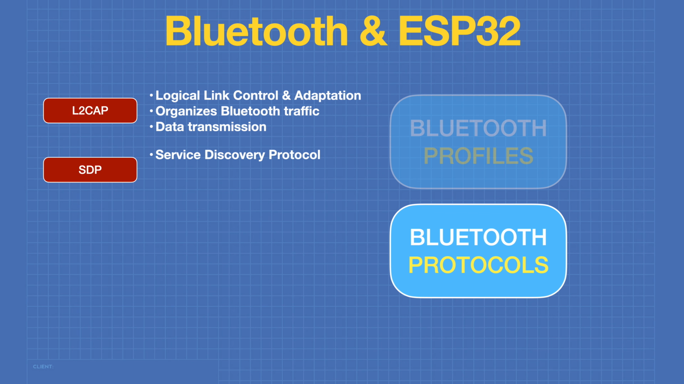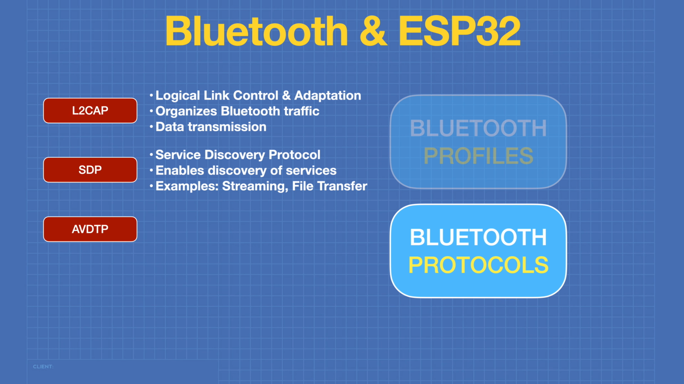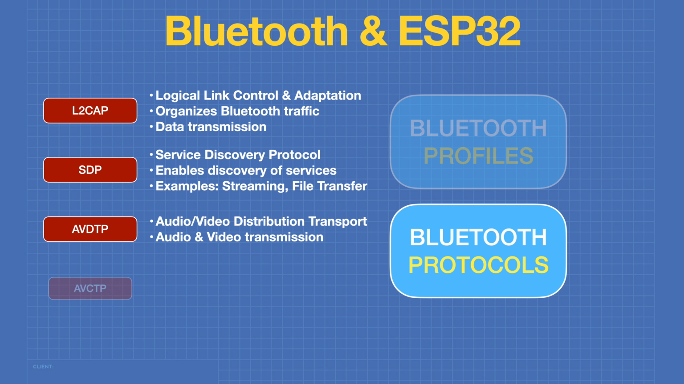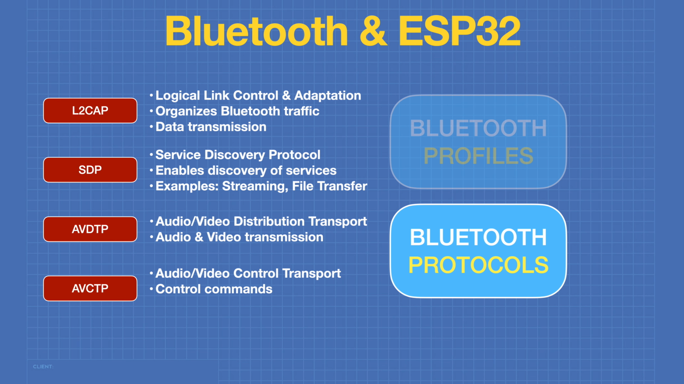SDP is the Service Discovery Protocol. SDP enables devices to advertise their services. For example, devices might advertise that they are capable of streaming or file transfer. AVDTP is the Audio-Video Distribution Transport Protocol. This is the protocol responsible for all audio and video transmission. And AVCTP is the Audio-Video Control Transport Protocol. This is the protocol used for control commands. You'll find this protocol used heavily in things such as speakers and media players.